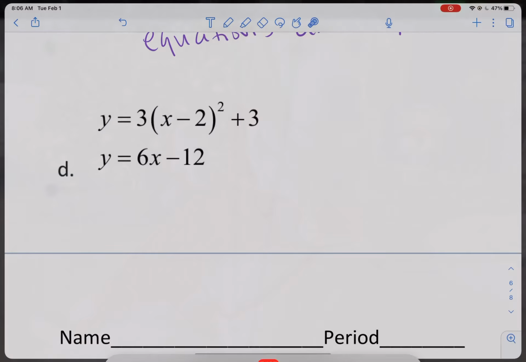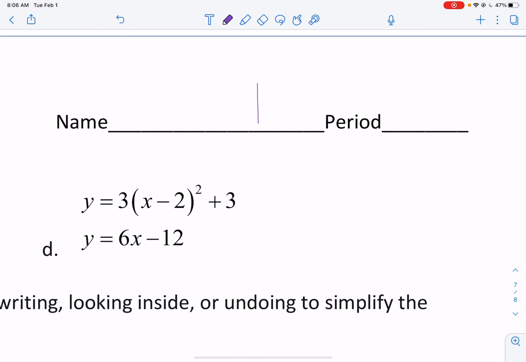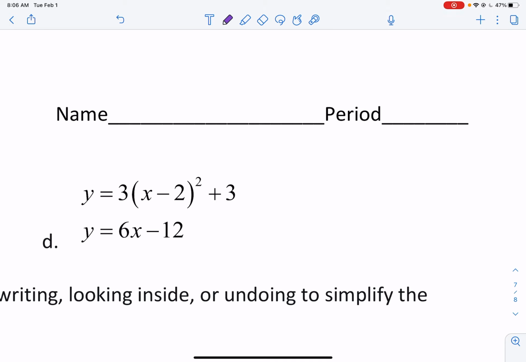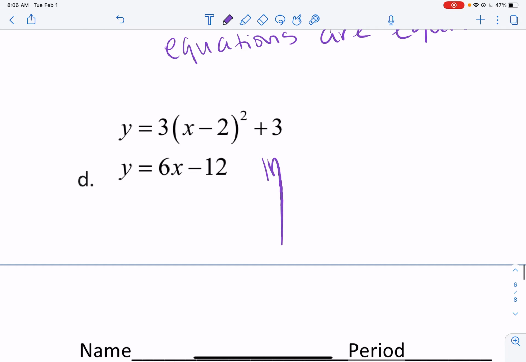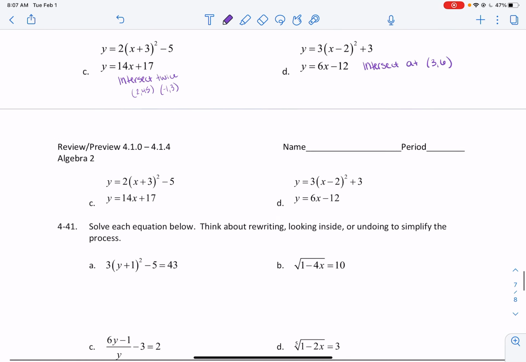All right. So they intersect. Ooh. Fix my iPad. So they intersect at 3, 6.